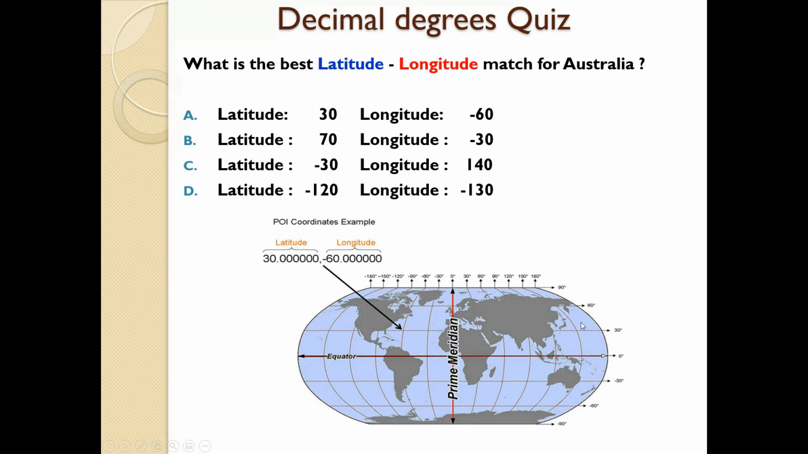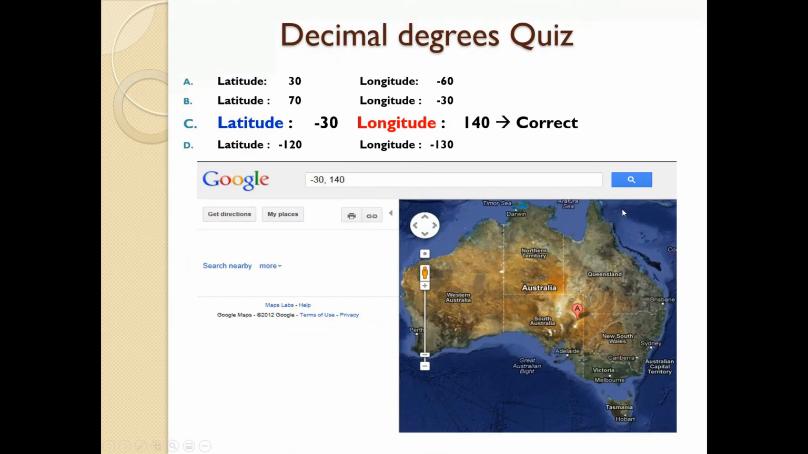So the next question is, which quadrant is it in? Well, it's east of England, right? East of the prime meridian. Therefore, the longitude should be positive, correct? So it should be a positive longitude and a negative latitude. When you look at these answers here, both of these are negative, so it can't be this one. So the answer, therefore, should be, you got it, C, negative 30 and 140.